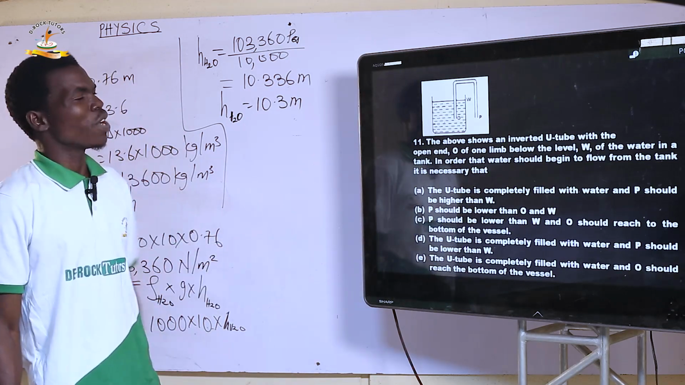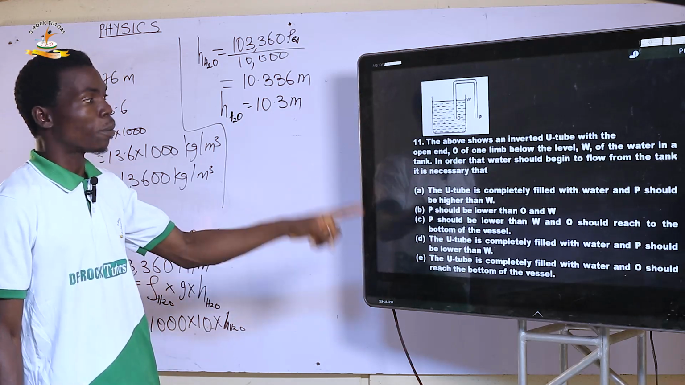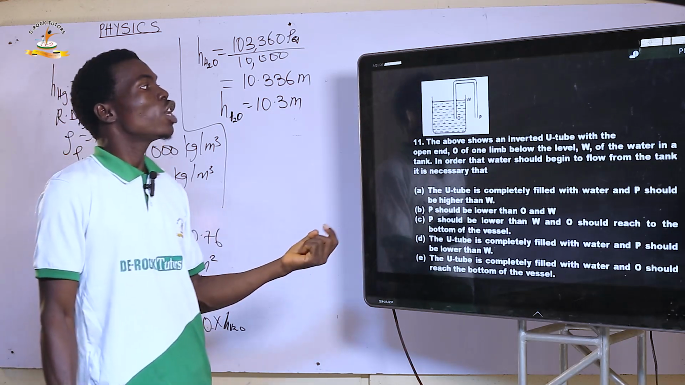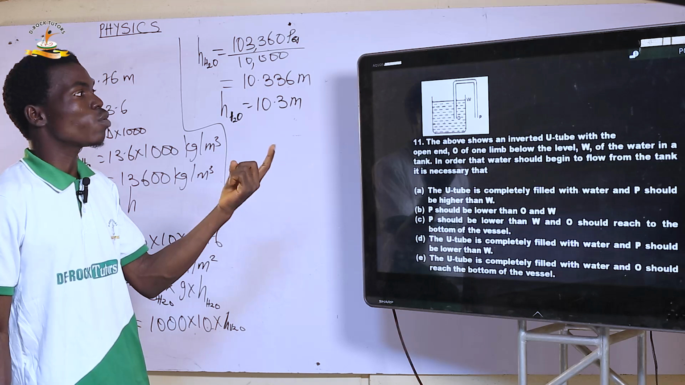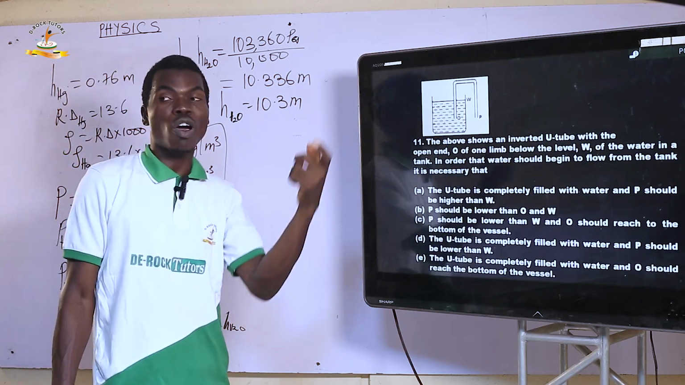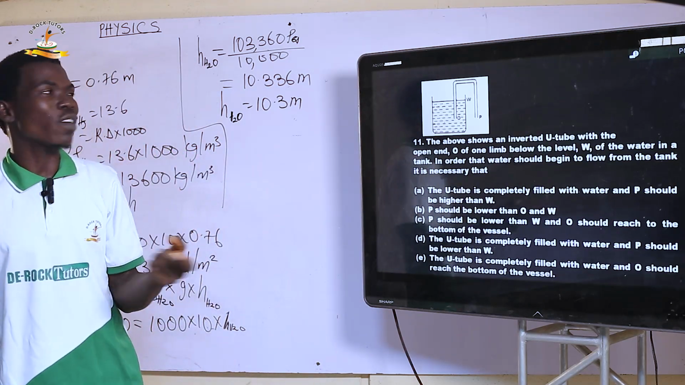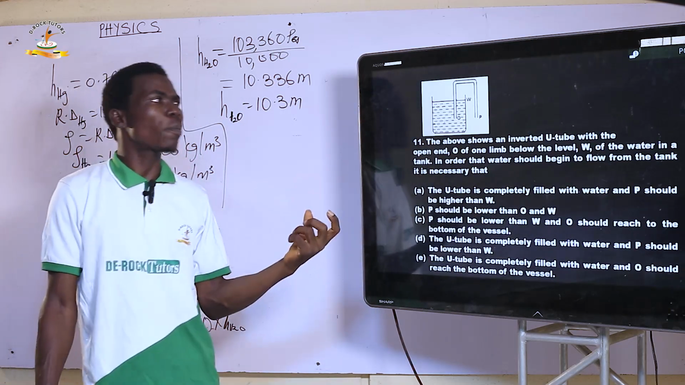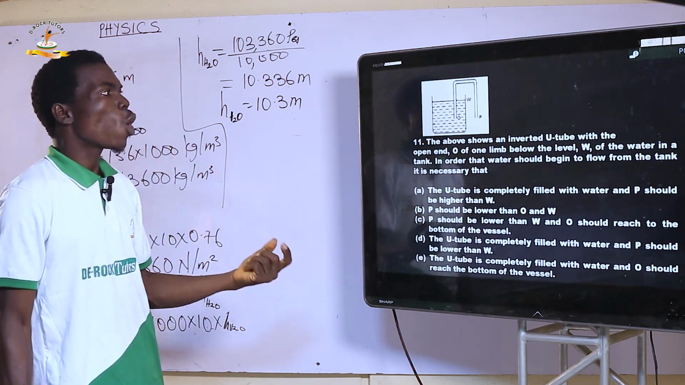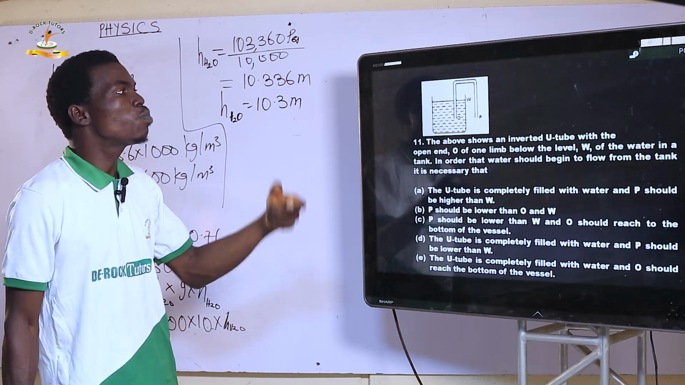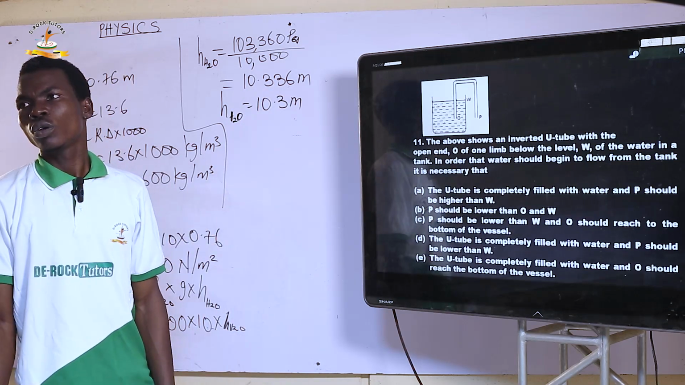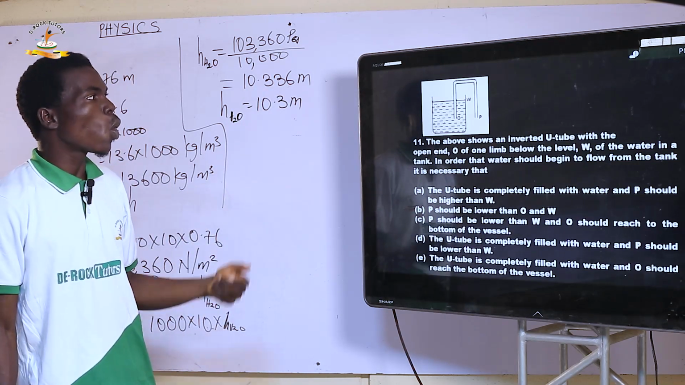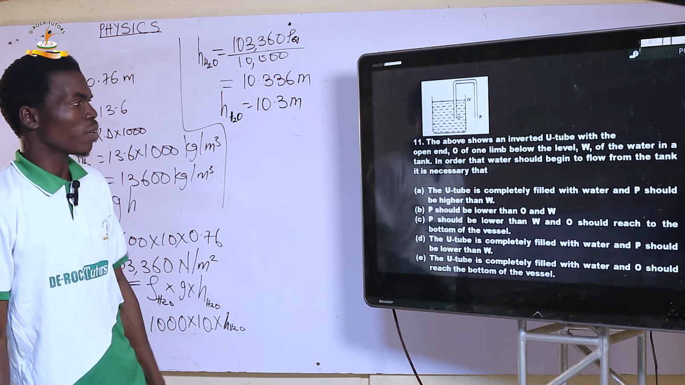So what do you bring of this? For any flow to happen in this system, it's either you apply pressure at P to draw out the flow, because there is no pressure difference, there is no height difference. For this to happen, it's either you apply pressure at P or you make sure that P is below O and W.